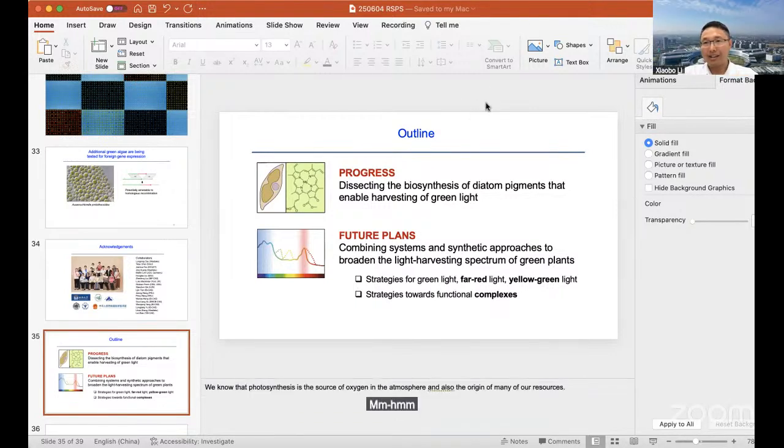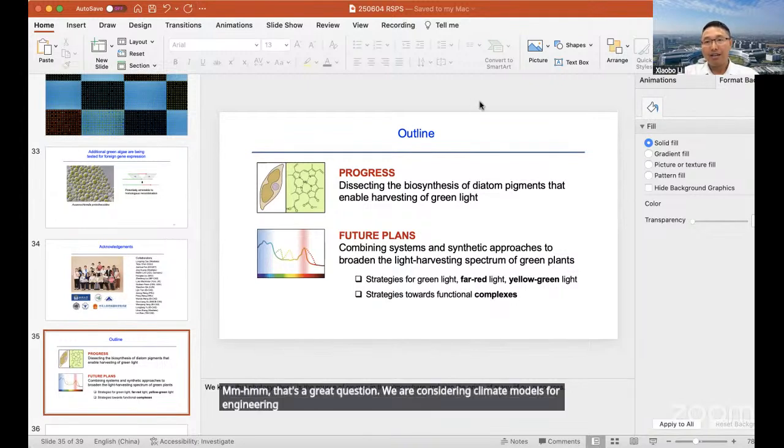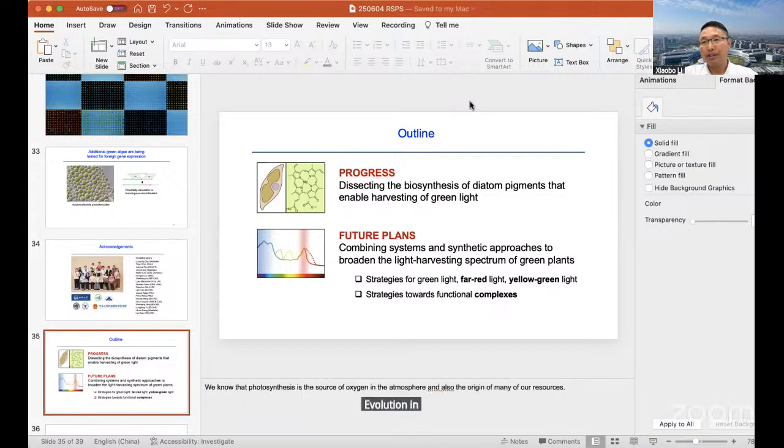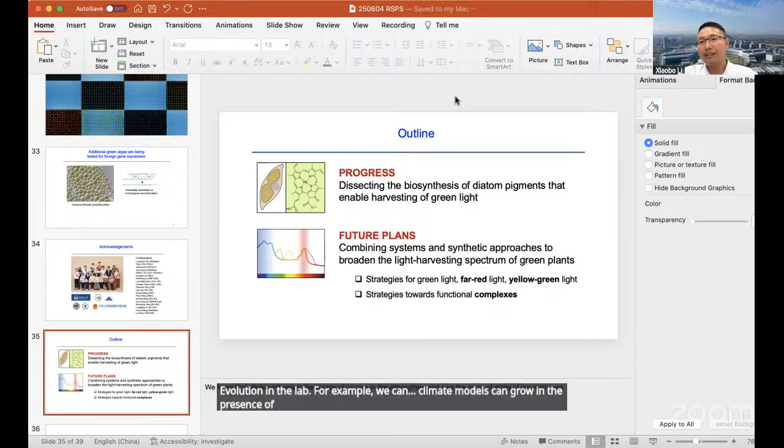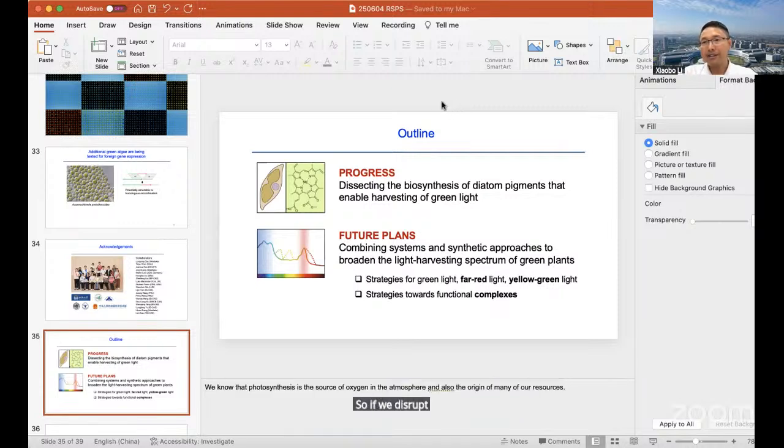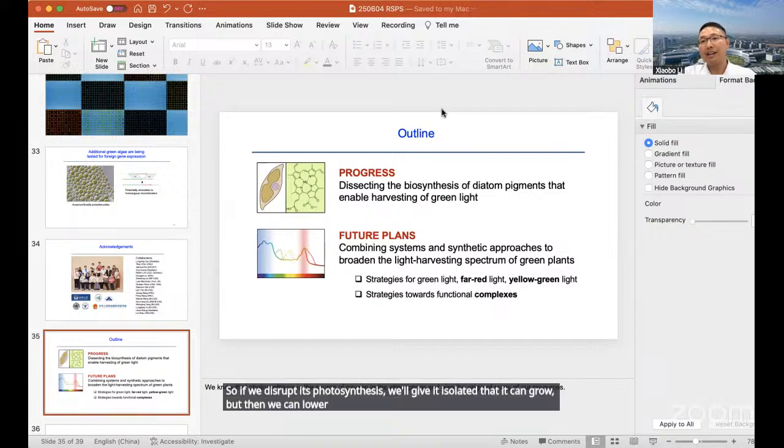That's a great question. We are considering Chlamydomonas for engineering to test these concepts. One reason is that it may be amenable to evolution in the lab. For example, Chlamydomonas can grow in the presence of acetate. So if we disrupt its photosynthesis, we give it acetate, it can grow, but then we can lower and lower the acetate and see how it adapts. This is certainly useful in engineering the complexes.